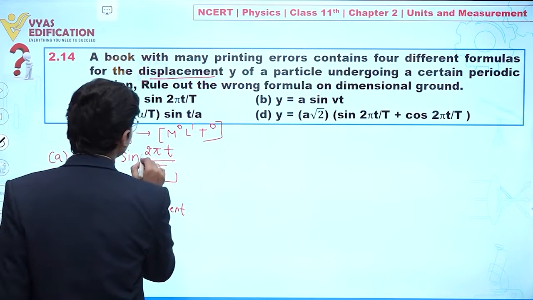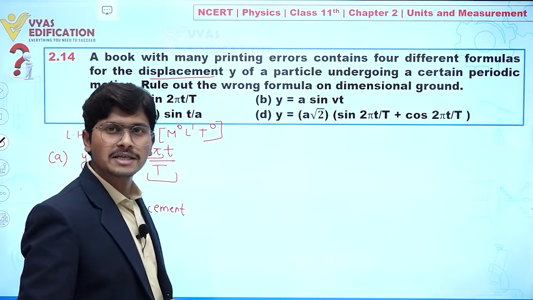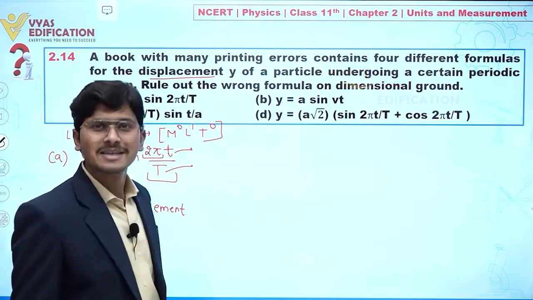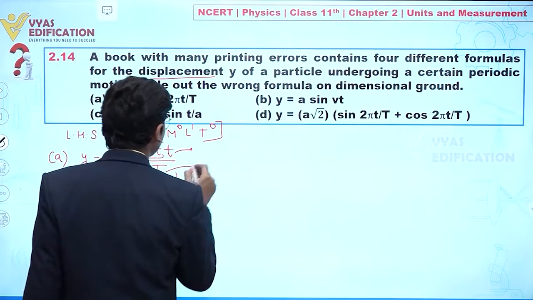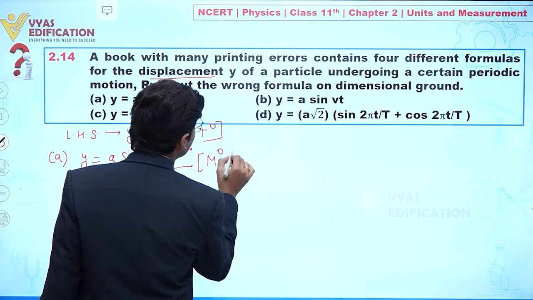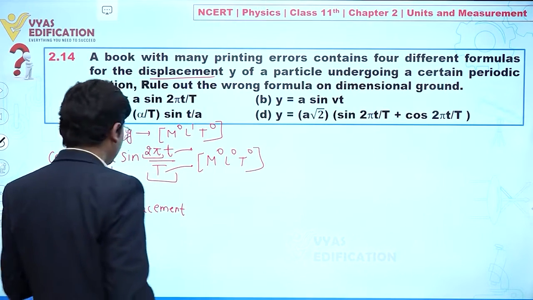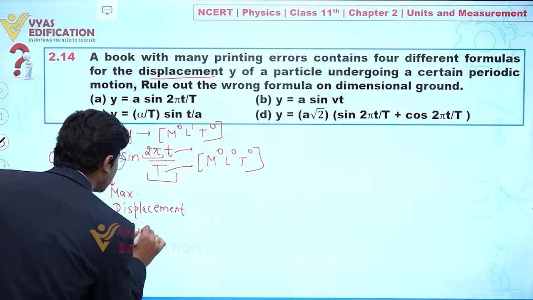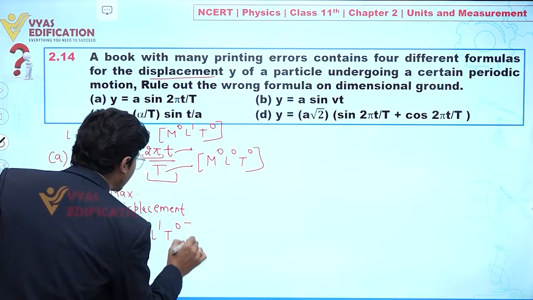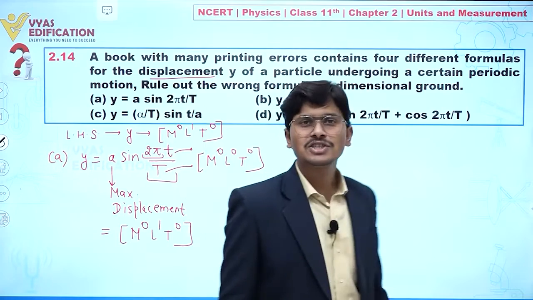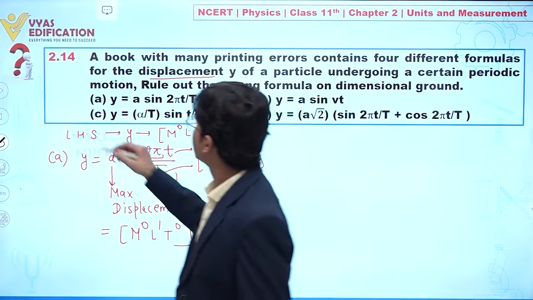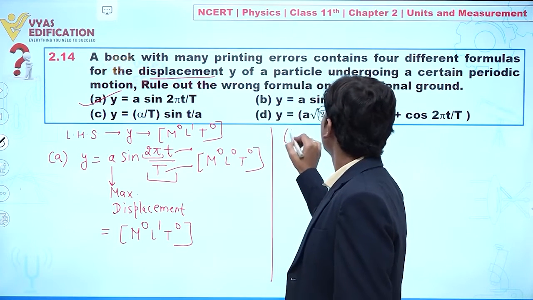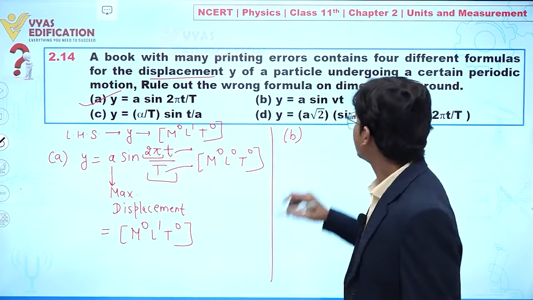So now, this 2 pi is a constant, this t is time, and this capital T is the time period. It means here we have the dimensional formula M0 L0 T0. And because this is displacement, the right hand side dimensional formula is M0 L0 T0. It means the relation given in that book is correct. Clear to everyone?